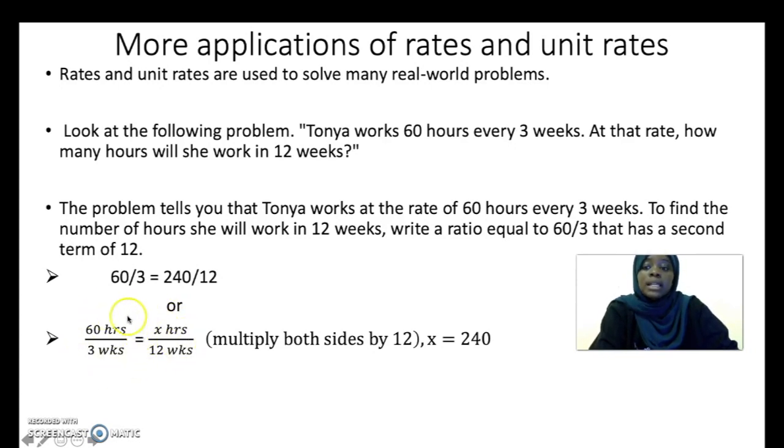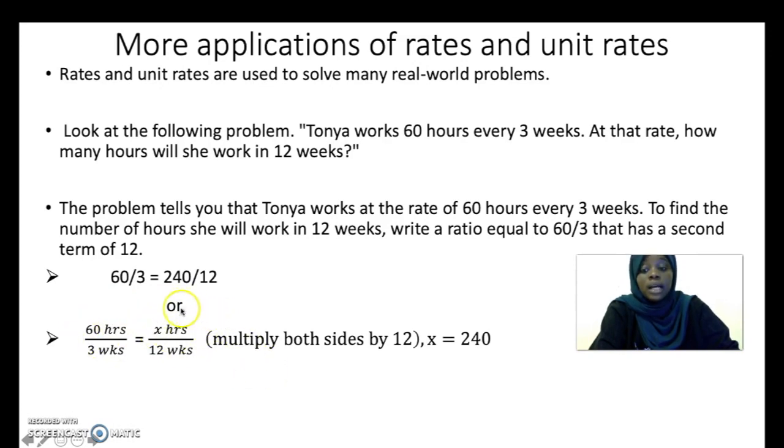Now, when writing an equation, ensure that the numerators on both sides have the same units, okay? And the denominators on both sides have the same unit. 60 hours equals x hours. 3 weeks equals 12 weeks. Make sure that they're the same units on both sides, okay?